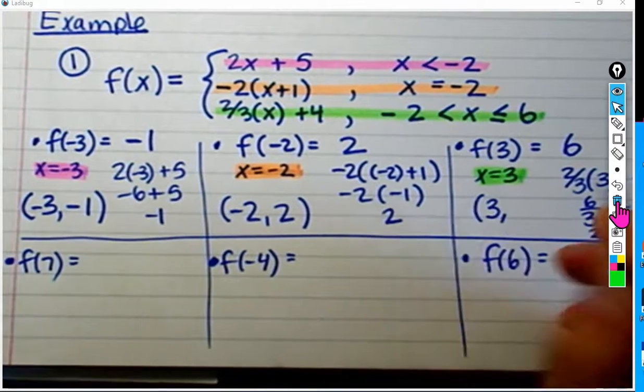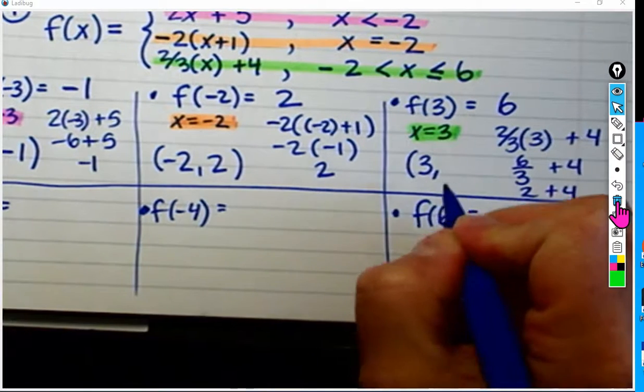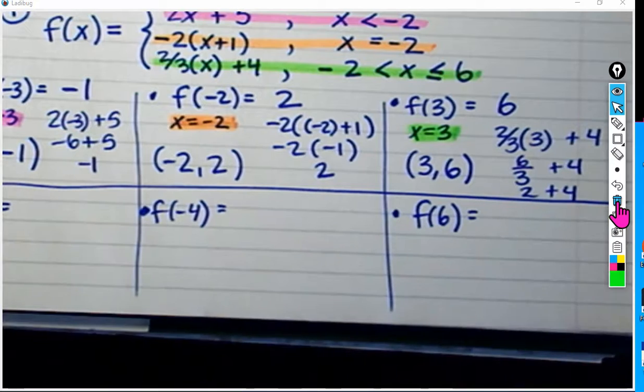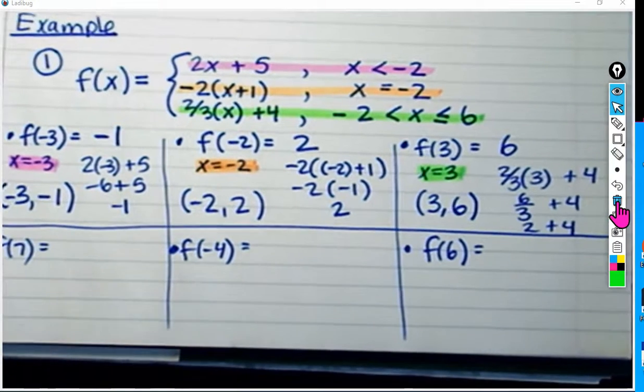Can you scoot it over? Yes, I can. Yep. All right. Here, got this. There we go. Now we can see it all.